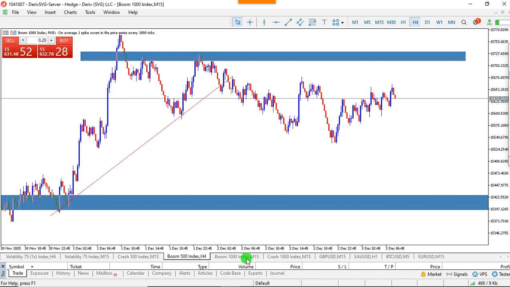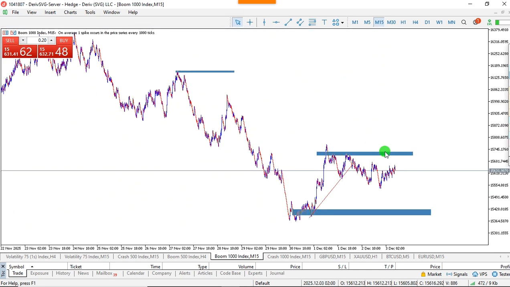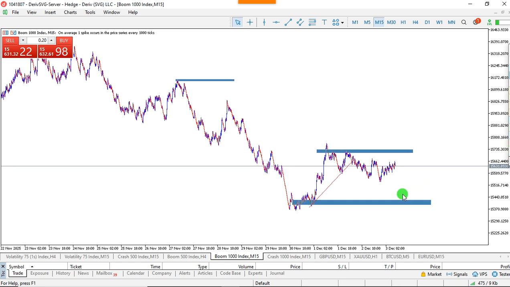That's the level. Next one, Boom 1000. On Boom 1000, the same thing: a breakout above this, a retest. I told you today is going to be very fast and straight to the point. I'm sure you can see the zones. Then a breakout below this, a retest, then go short. So remember, inside this zone, just let the market run. Don't think of any trade inside this zone. Just wait for a breakout above this or a breakout below this.